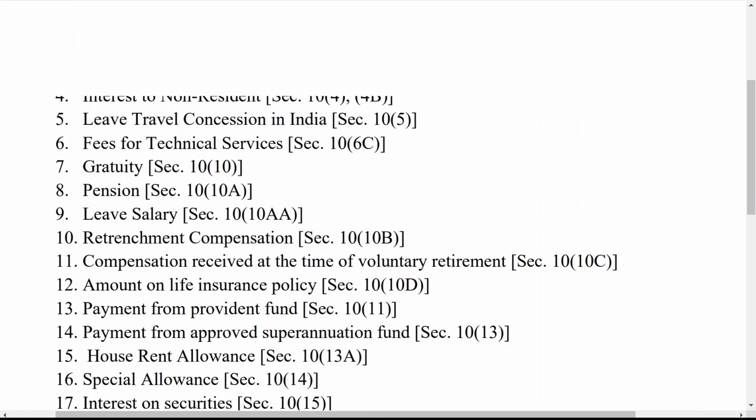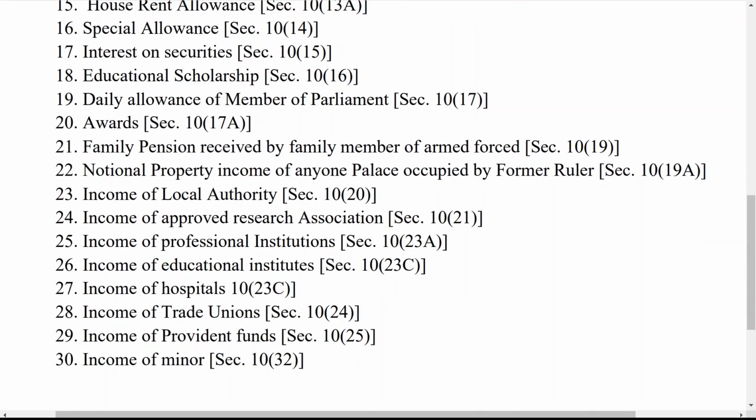Next one, income of a professional institution, section 10 subsection 23A, and income of educational institutions. That means if any educational institutions or professional institutions are there which are registered under 10(23A), and educational institutions registered under 10(23C), then whatever income they are generating is totally exempt from tax. That you have to remember.